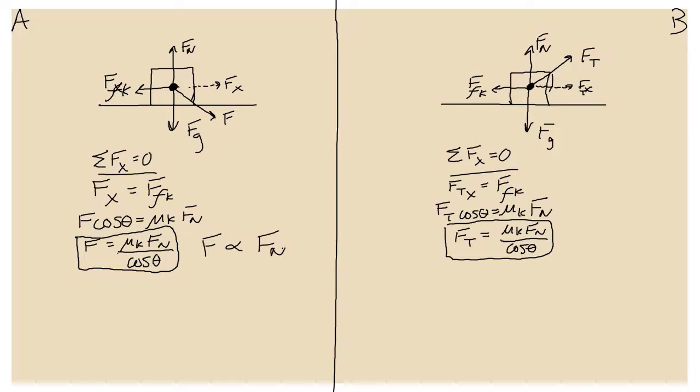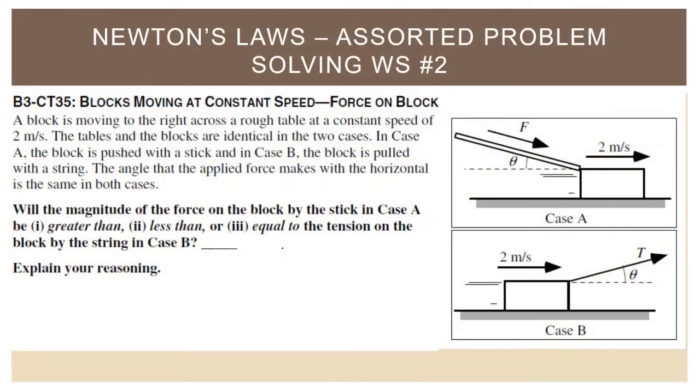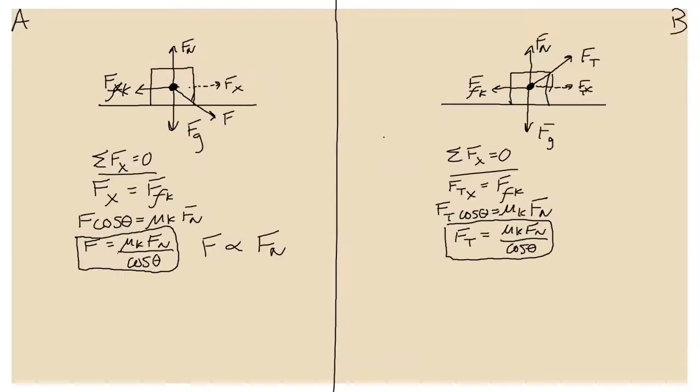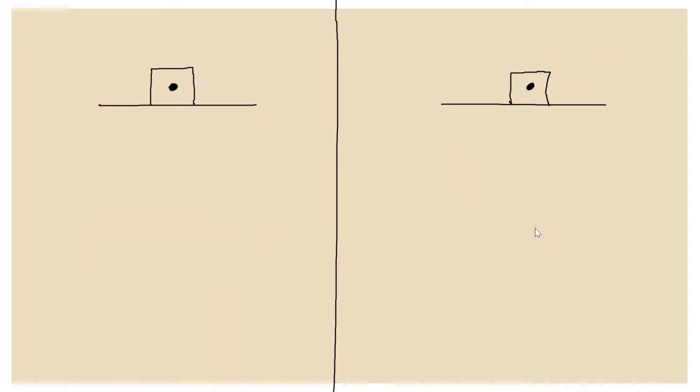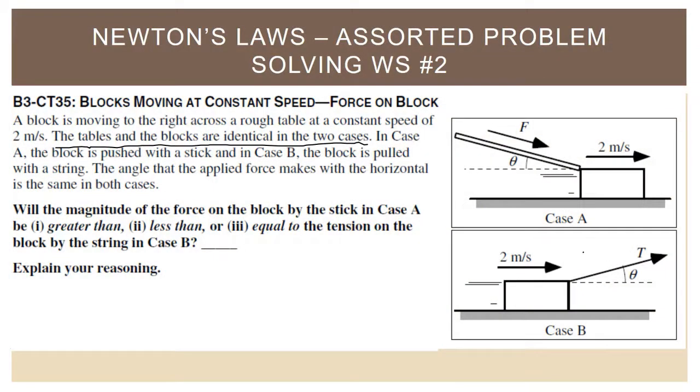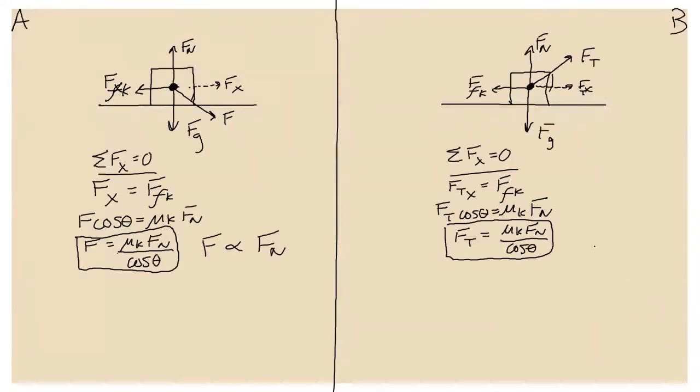Why is that what matters? Well, it's because the coefficient of friction is the same. It's the same box, and it's the same surface. The table and the blocks are identical in the two cases, is what the problem says here. And so the coefficient of friction in both of these situations is going to be the same. And so because the coefficient is the same and the angle is the same, because it says that in the problem also that these angles theta are the same, then that means the main difference in what we're going to see for the applied force is the normal force acting on the blocks.